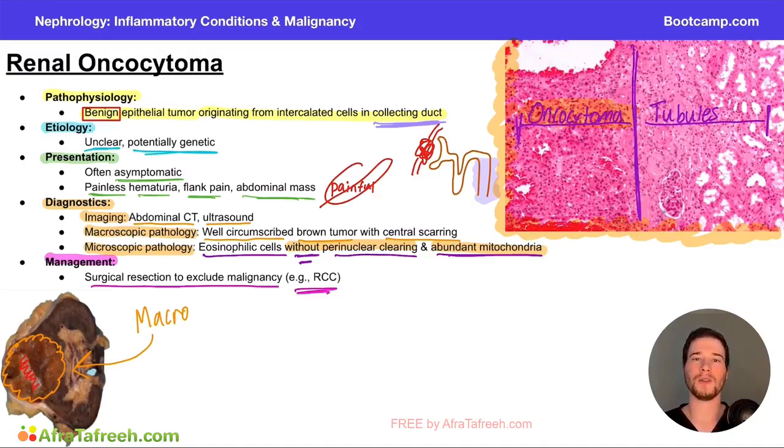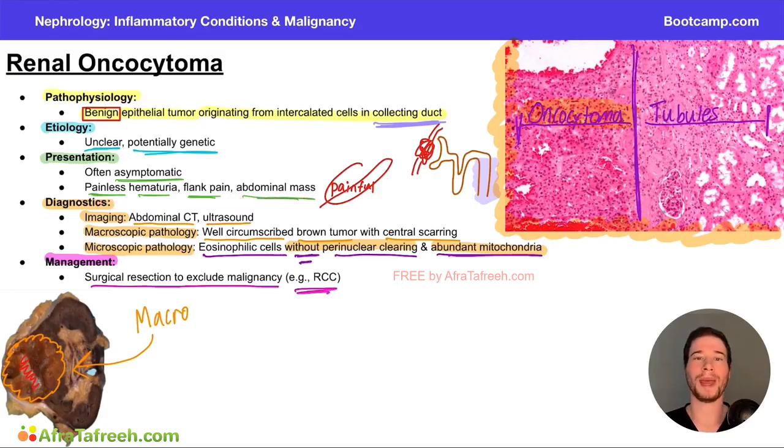So just a quick summary of this video. A renal oncocytoma, it's a type of renal cancer. We talked about renal cell carcinoma before, which is malignant. This is a benign epithelial tumor. It's unclear etiology. We don't really have a classic patient presentation for this, but the presentation can include our pretty classic renal pathology symptoms, such as painless hematuria, flank pain, or abdominal mass.